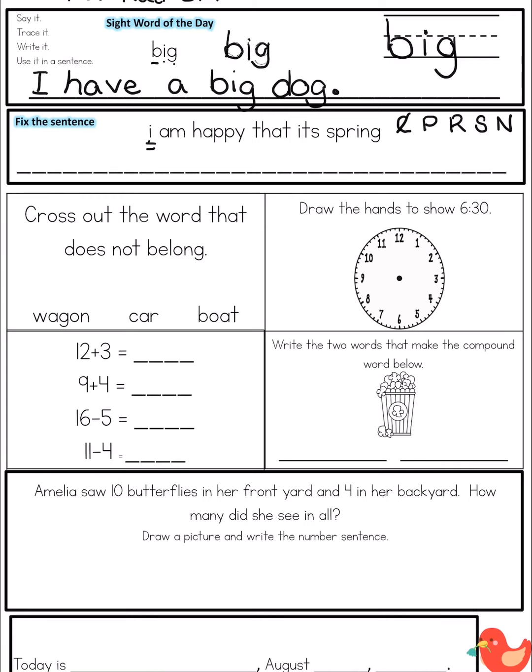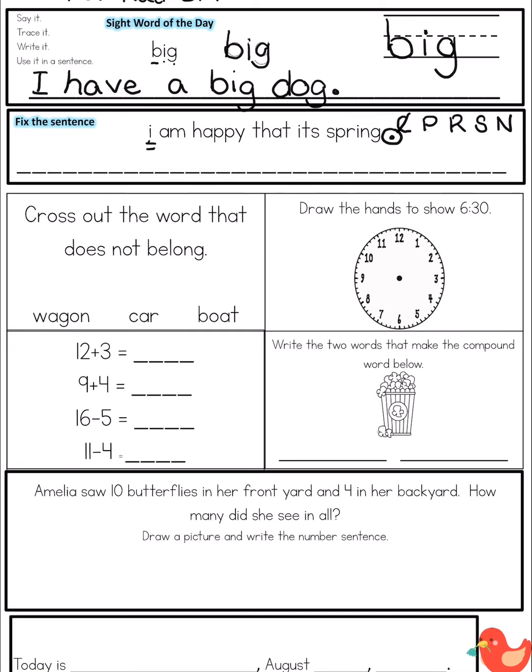Now I need punctuation, and I noticed two things. First of all, I noticed that there is no mark here at the end. So my question is what type of sentence is it? Is it a telling or statement? Those get periods. Is this a question or an asking sentence? That would get a question mark. Is it an excited sentence? Those would get an exclamation mark. I am happy that it's spring. That is a telling sentence, so I'm going to put a period at the end.